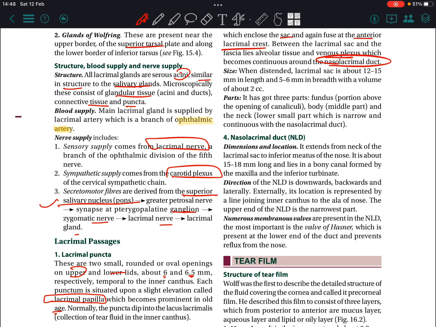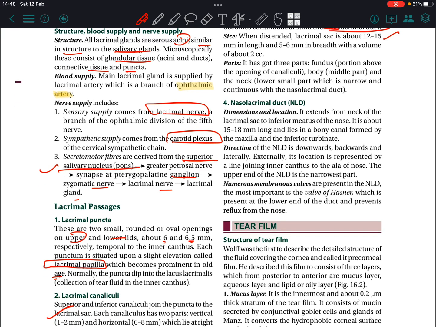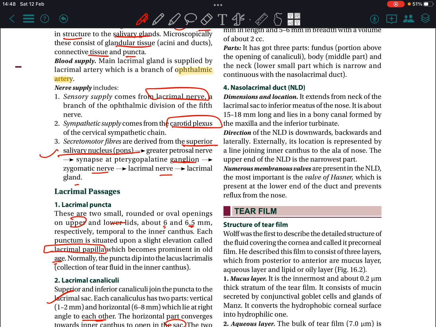Size: when distended, the lacrimal sac is about 12 to 15 mm in length and 5 to 6 mm in breadth, with a volume of about 2 cc. Parts: it has three parts: fundus, body and neck.